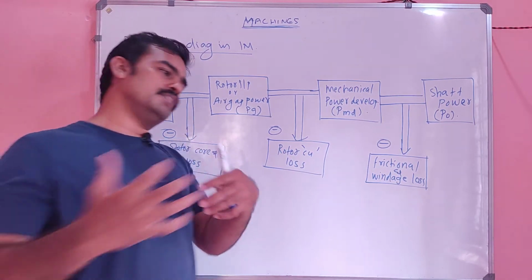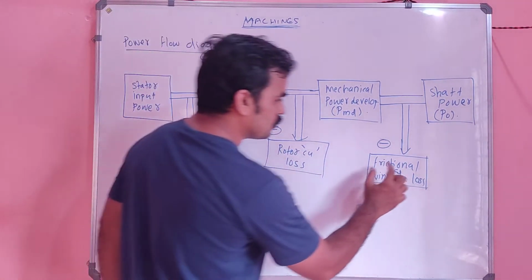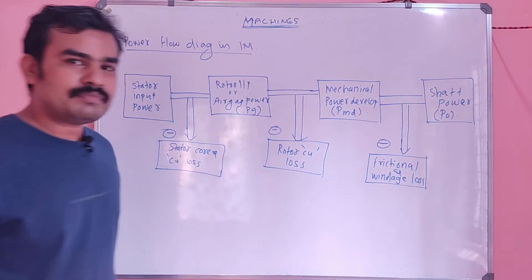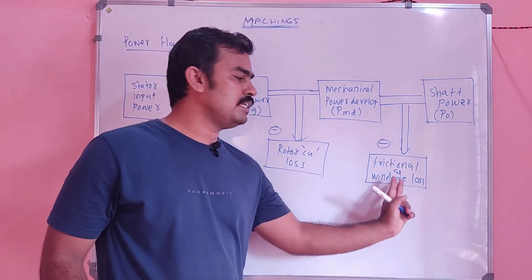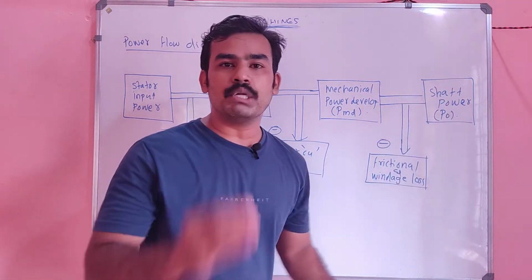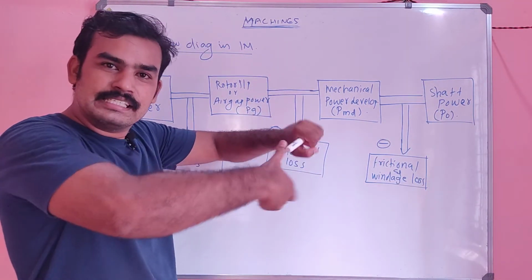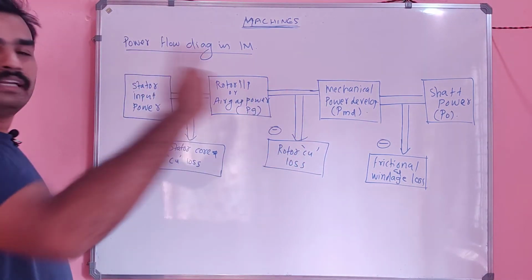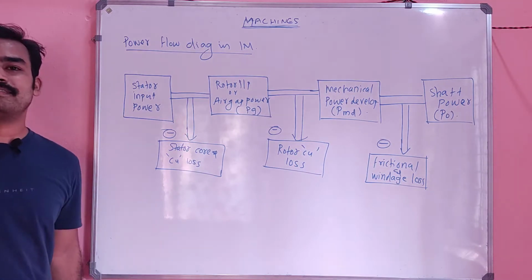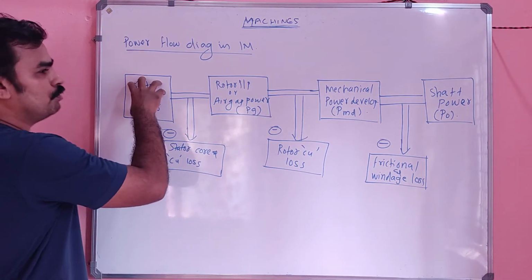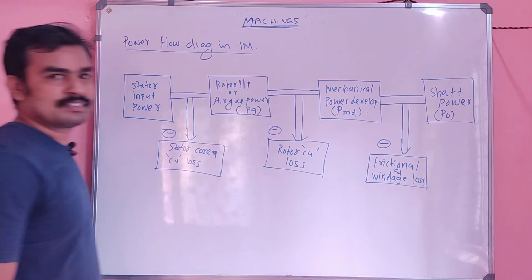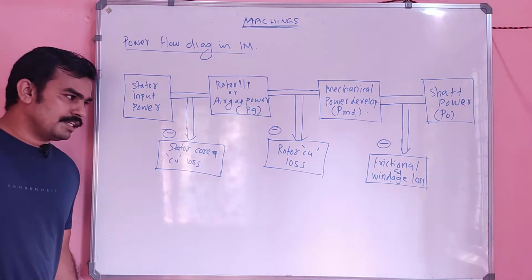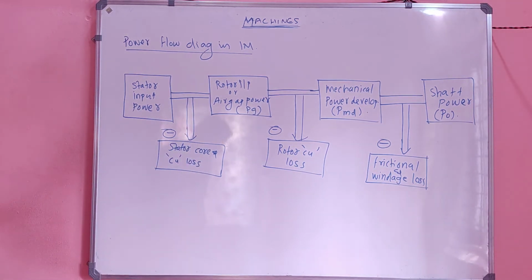So a certain amount of energy will be utilized for rotation, and that is the friction and windage loss. Only after subtracting these friction and windage losses do we get the shaft power or useful power. That is nothing but the turning power that we obtain in the motor. That is the output power, correct? So this is the input power and this is the output power. That is the power flow diagram in induction motor. Very, very important. Draw it, my dears.